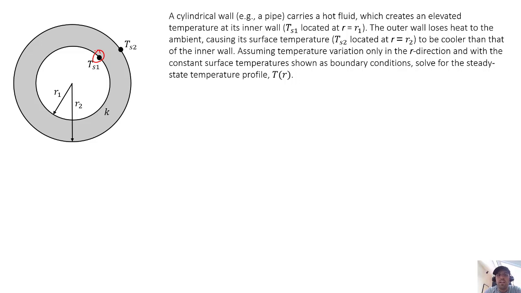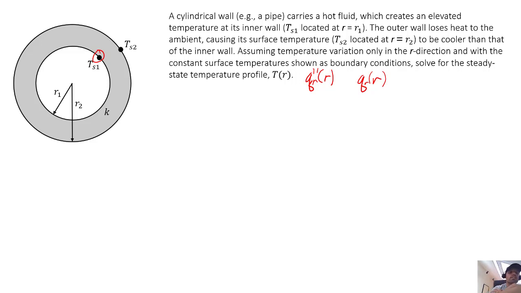to be cooler than that of the inner wall, assuming temperature variation only in the R direction and with the constant surface temperatures shown as boundary conditions. Solve for the steady state temperature profile, T(r). And we are also going to solve for flux as a function of R and the total rate of heat as a function of R. And these are both in the R direction. Okay, so let's look at this problem.